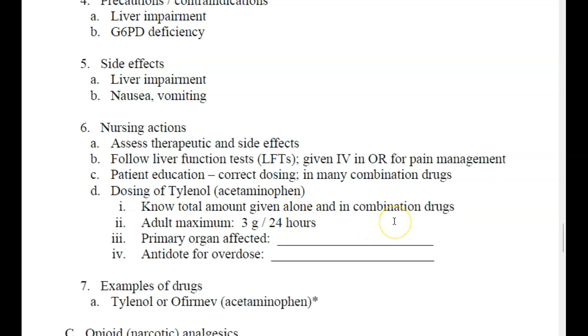Examples of drugs in this class include Tylenol, Ofirmev, or acetaminophen. Tylenol is the brand name for the oral one, and Ofirmev is the brand name for the IV form of acetaminophen.